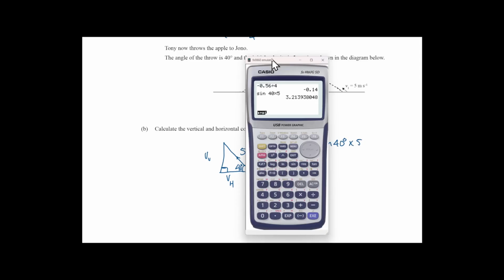So sine of 40 times 5 is 3.21 meters per second. They give it to us 0.56 meters per second before, so I'm going to do it to 2 dp.